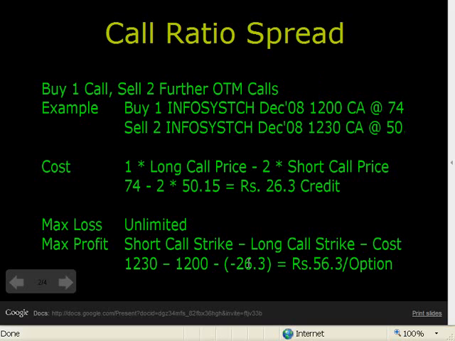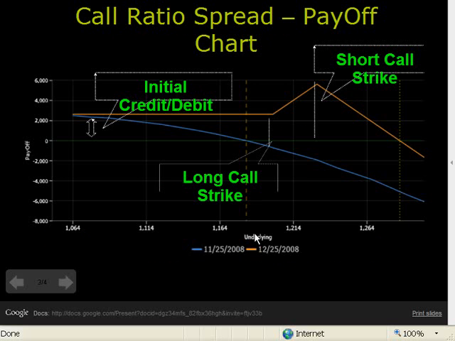So in this example, this comes out to be 56.3 rupees per option, or for a contract size of 100 options, it will be 5,630 rupees per contract. In this example, we are receiving a credit, but there can be cases where there will be a debit. But in this presentation, we are going to look at the call ratio spreads where we receive a credit. We will also take a quick look at the chart.